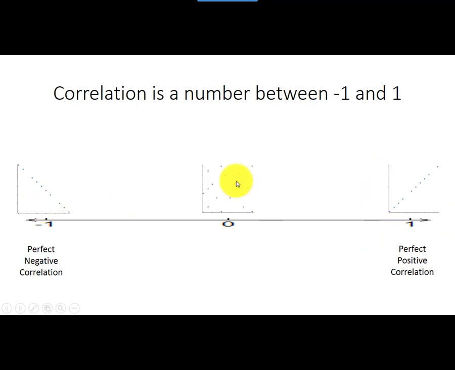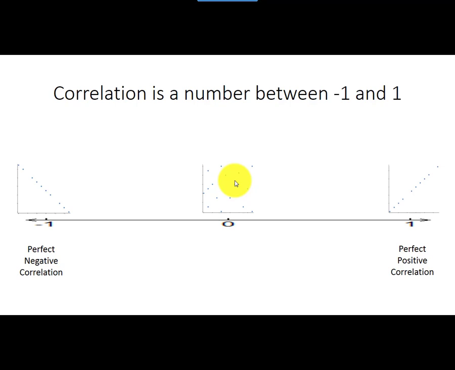Let's look in the middle. In the middle, that's zero correlation. So you can see this is just a bunch of chaotic dots. I'd like to say there's not much trend or relationship between the two of them. And that's essentially what a correlation of 0 looks like.